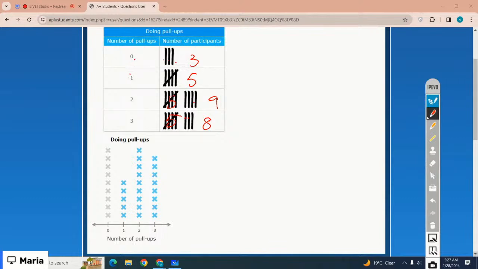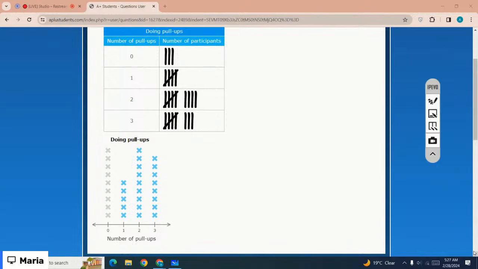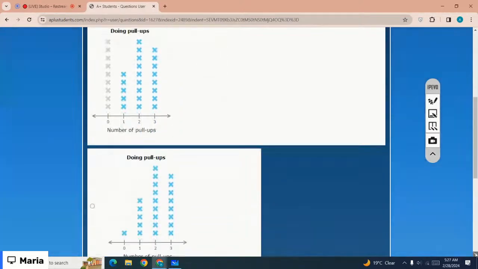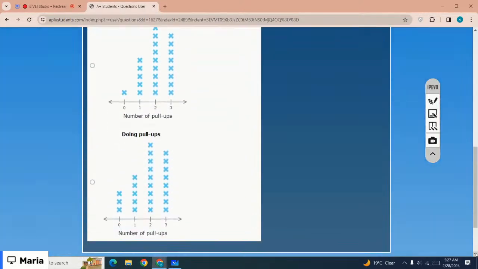So you must have the values 0, 1, 2, 3, and the crosses are 3, 5, 9, and 8. Let's just see which is the correct option. 3, 5, 9, and 8. Which is the correct option? First one or the second one? The second one is the correct option, right? Because here you can see the crosses 3, 5, 9, and 8.